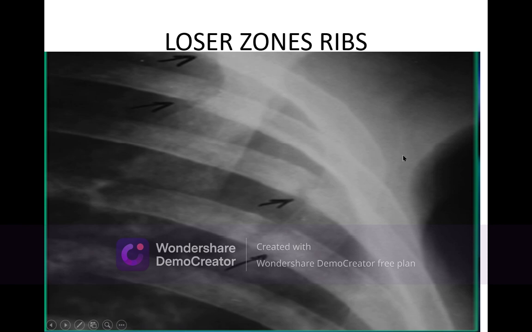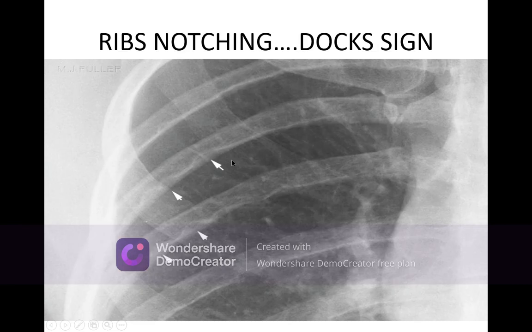Looser zones are also seen in the scapulae. Looser zones are also seen in the iliac crest in the pelvic bones. The Looser zones are the pathognomonic, radiological hard data for osteomalacia.